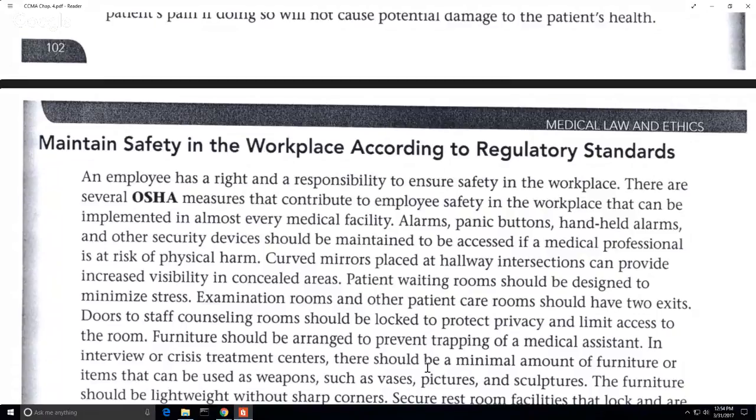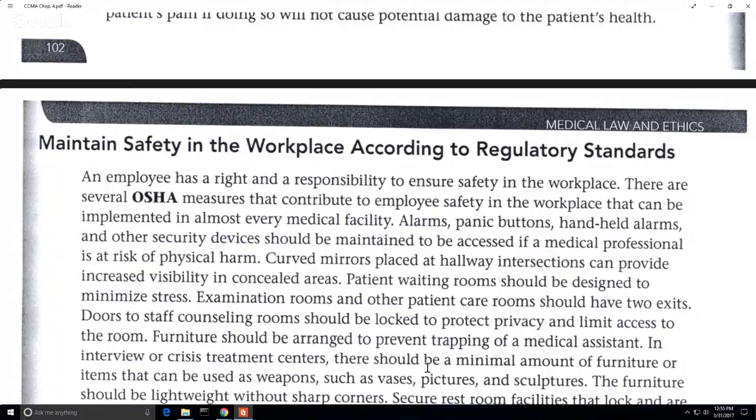Alarms, panic buttons, handheld alarms, and other security devices should be maintained to be accessed if a medical professional is at risk of physical harm. Curved mirrors placed at hallway intersections can provide increased visibility in concealed areas. Patients' waiting rooms should be designed to minimize stress. Examination rooms and the other patient rooms should have two exits.